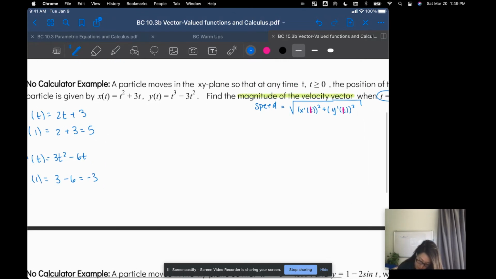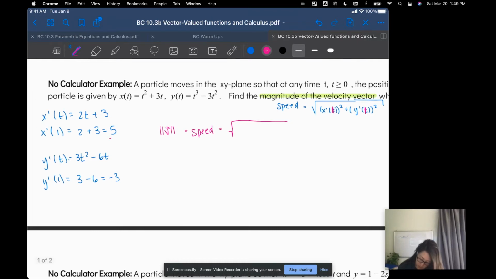So all I need to do is sub this into my speed equation. So I get the speed, or you can say the magnitude of your vector, we'll call it vector v, is equal to the square root of x prime of 1 squared. So x prime of 1 was 5. So 5 squared plus y prime of 1, which is negative 3, square that. And we just simplify. So I get 25 plus 9, so root 34. So the speed is equal to the square root of 34.